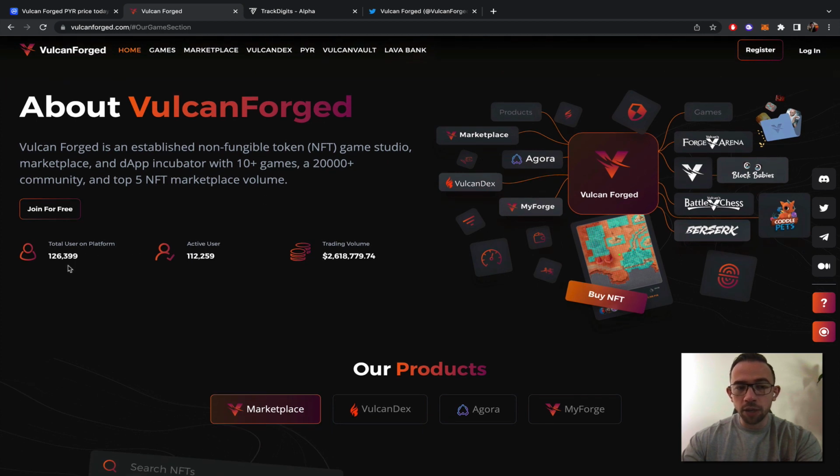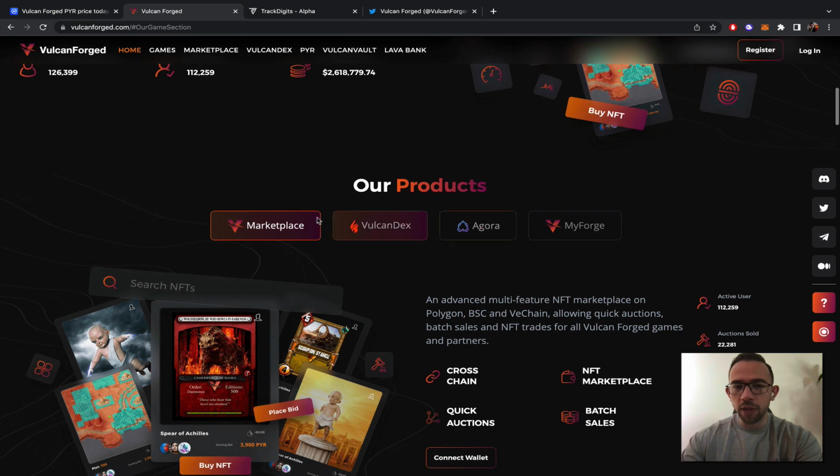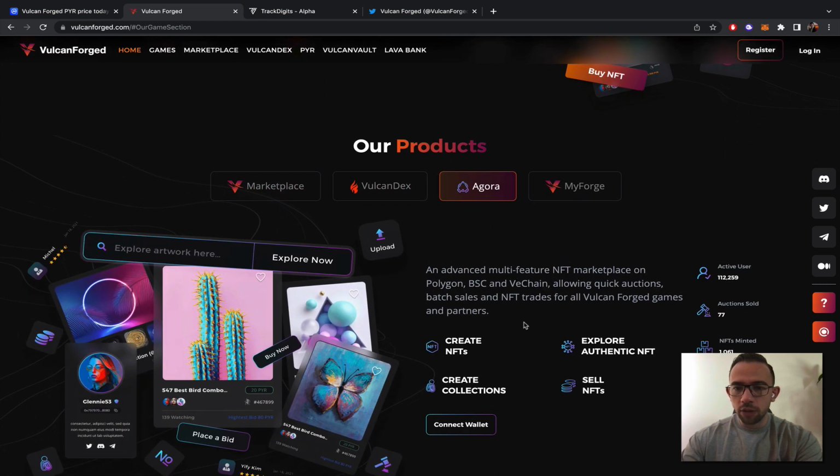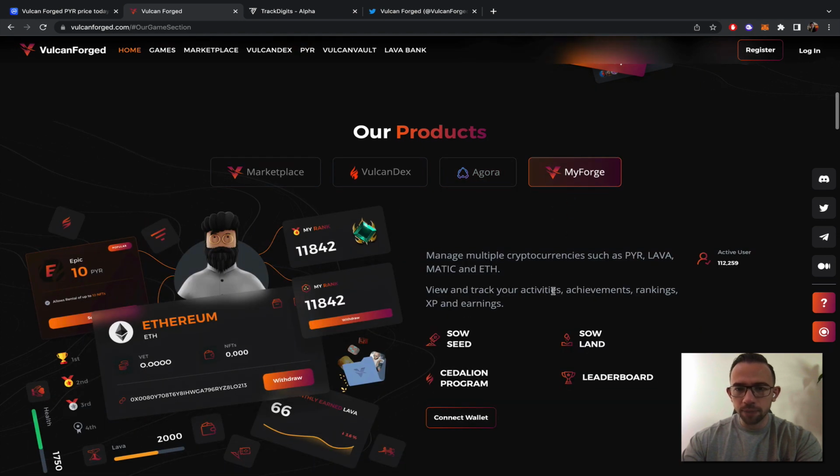Total users on the platform, 126,000. Active users, 112,000. Tradable volume, over 2.6 million, right? Still not that significant. They have the marketplace, the DEX, Agora, multi-feature NFT marketplace on Polygon, Binance Smart Chain, FeedChain, so there's a bridge extension there.